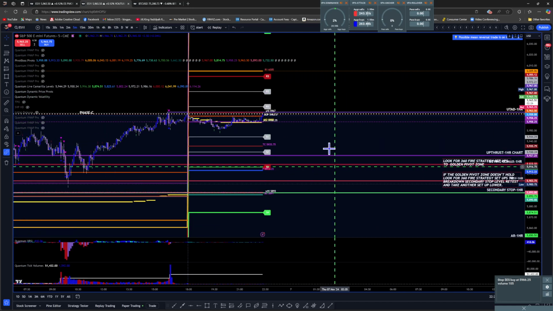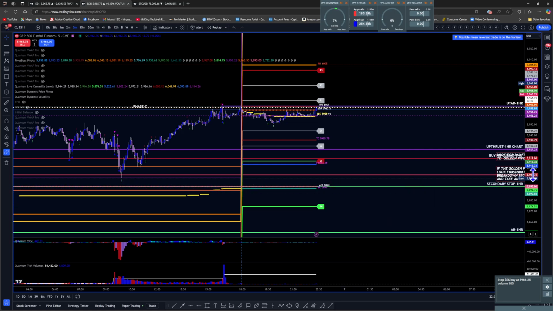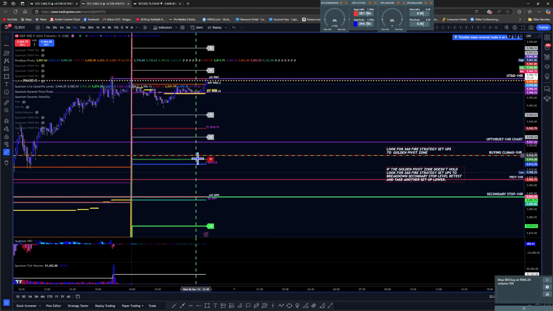And as you can see, I cleaned up the chart for you guys, right? I'm a messy chart kind of guy, man. So, all right, this is the golden pivot zone here, right?